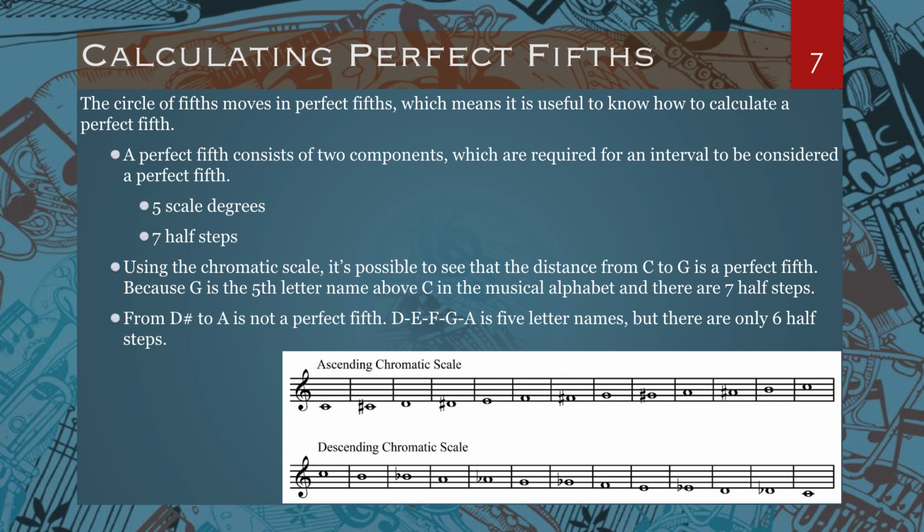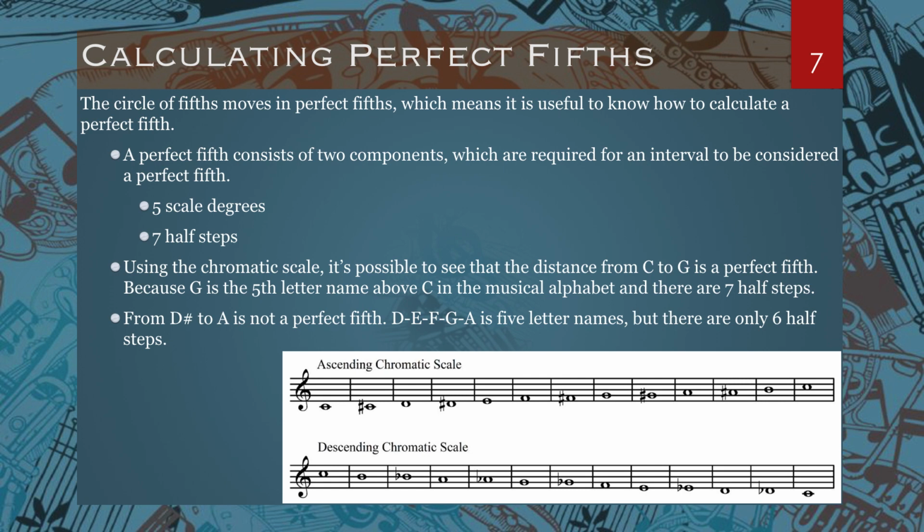So now the first interval that you have to learn is the perfect fifth. We have to learn the perfect fifth because the circle of fifths rotates around, starting with the key of C, in perfect fifths. Now I'll explain this in more detail in a moment. But a perfect fifth consists of 2 main components. You have to have both components in order to figure out what a perfect fifth is.